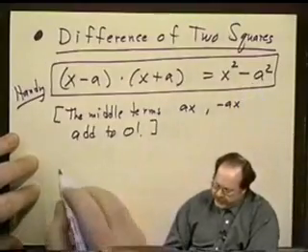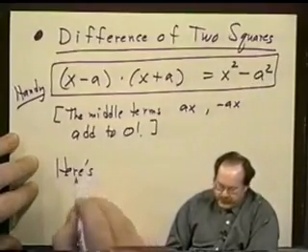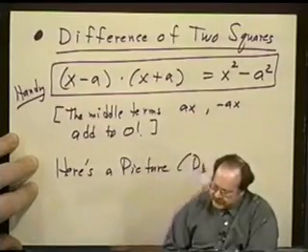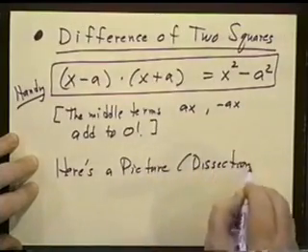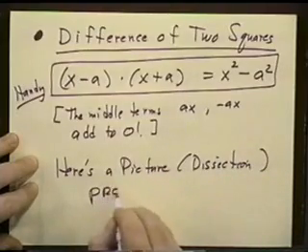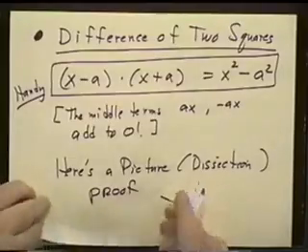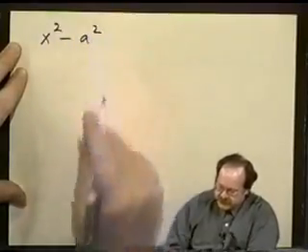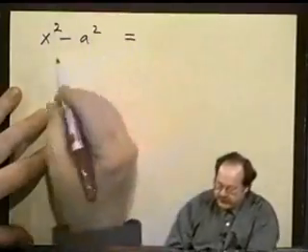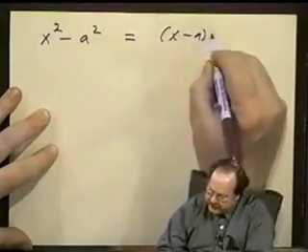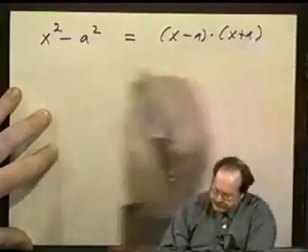Well, I know you believe that, but here's a picture, sometimes called the dissection proof. Because this will give you even more reason for believing it's true, and it's a nice thing to see. So some things are just pretty, so that's the reason I want to show you this. I'm reversing the order here. Notice I'm writing the difference of the squares on the left this time. (x minus a) times (x plus a).